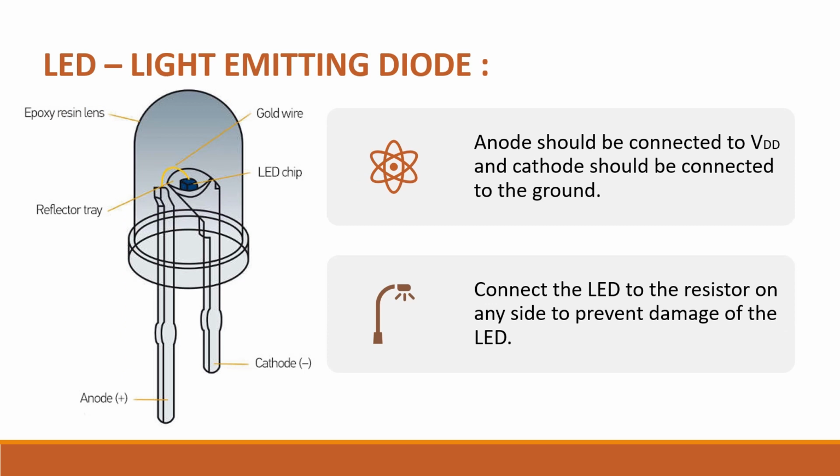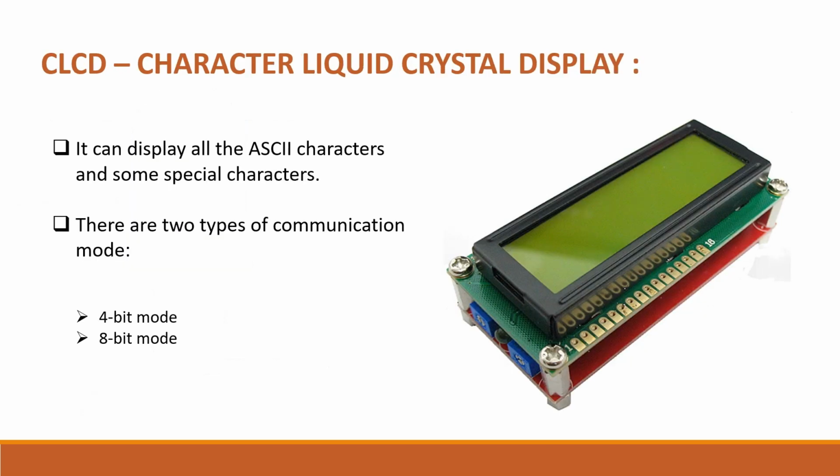Then we are moving on to the LED, light emitting diode. There are two pins for giving it supply: VDD, which is the anode, and the ground pin. There are lots of things inside it, like LED chip, reflector tray, epoxy resin lens, etc.